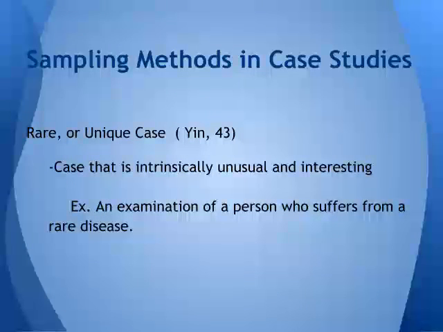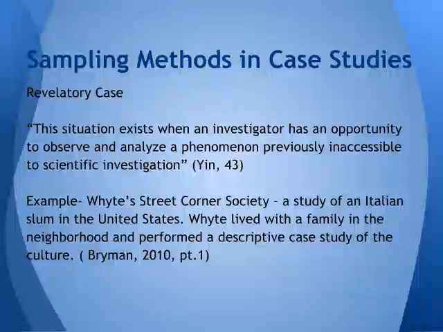Rare or unique case. This is a case that is intrinsically unusual and interesting. For example, an examination of a person who suffers from a rare disease. Revelatory case. This situation exists when an investigator has an opportunity to observe and analyze a phenomenon previously inaccessible to scientific investigation. For example, White's Street Corner Society, a study of an Italian slum in the United States. White lived with a family in the neighborhood and performed a descriptive case study of the culture.